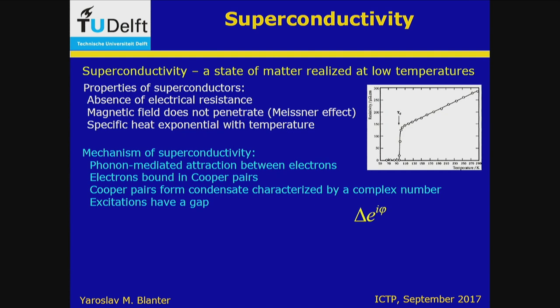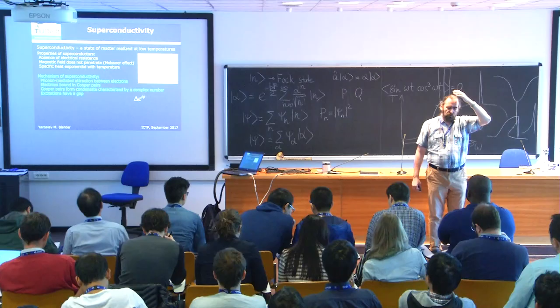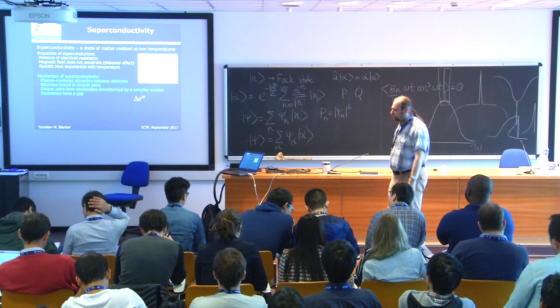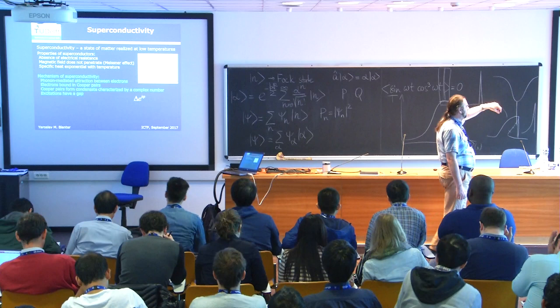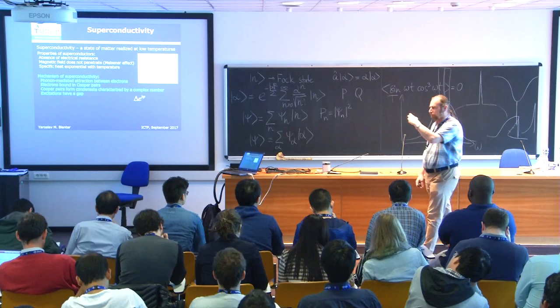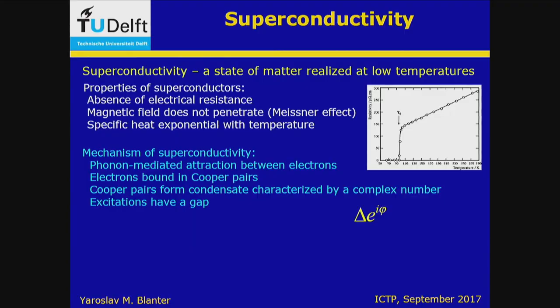For aluminum, it would be 1.2 Kelvin, I think. And for niobium, it would be 9 Kelvin. And I think for molybdenum, rhenium, those are materials you typically work with in this business. That would be also about 10 Kelvin. There are superconductors which have much higher transition temperatures, but they are not interesting from the point of view of those applications.